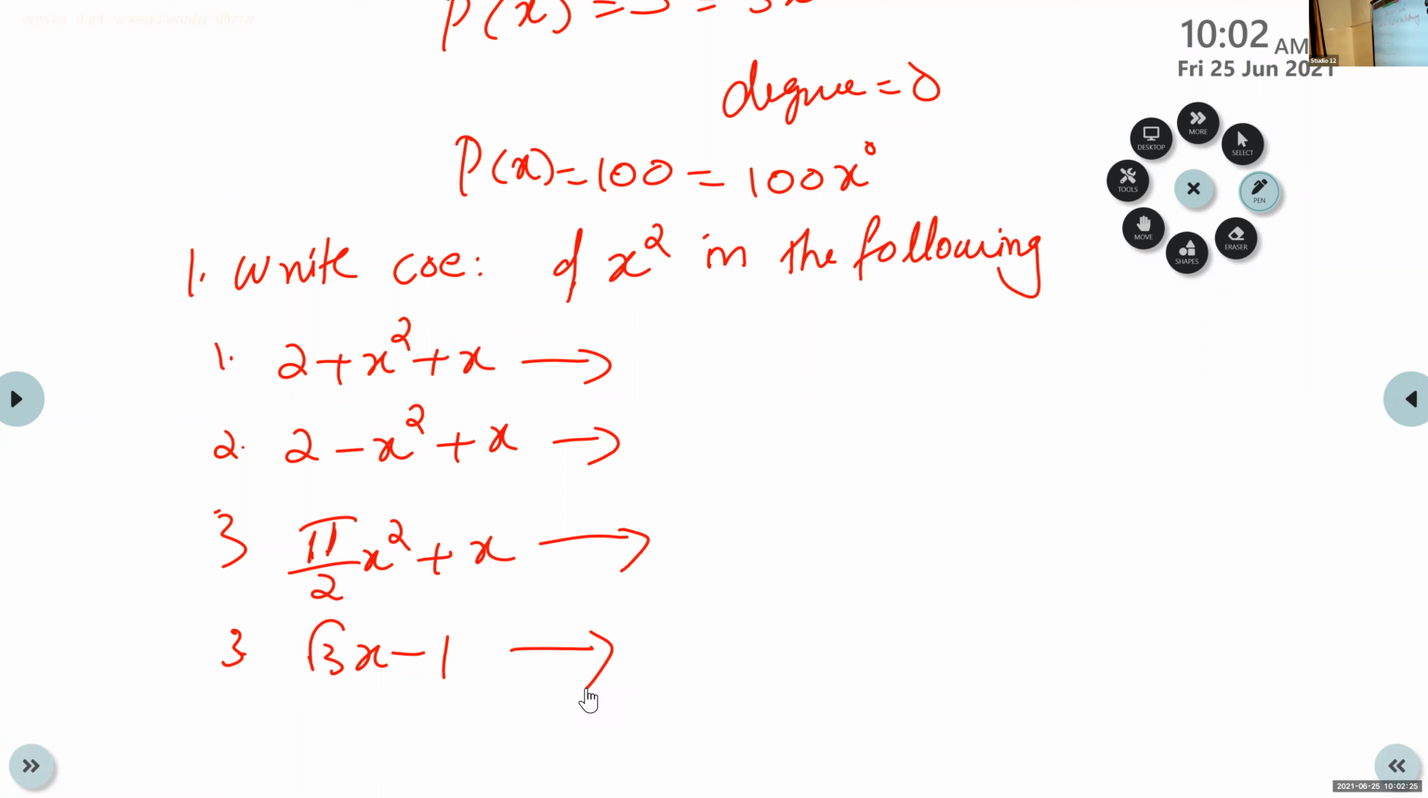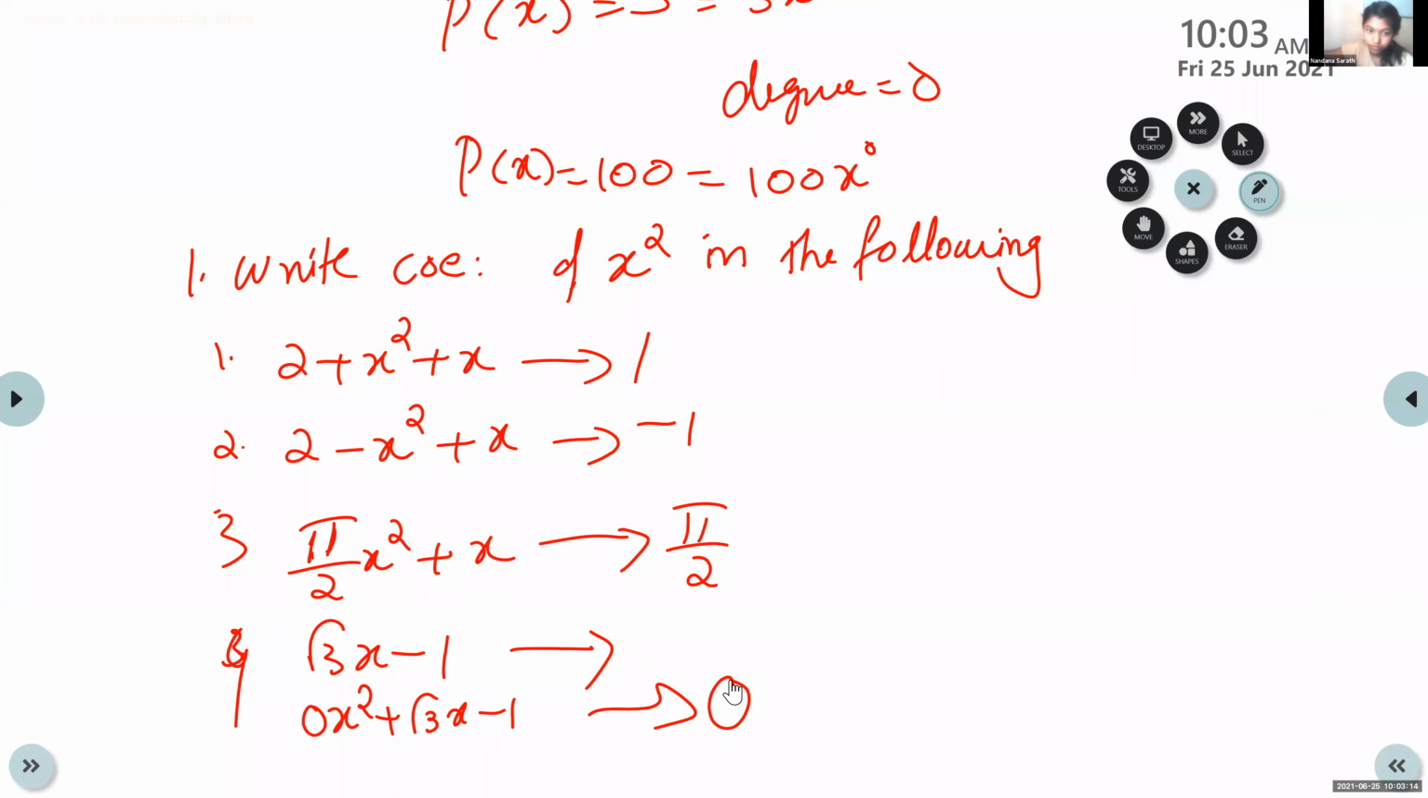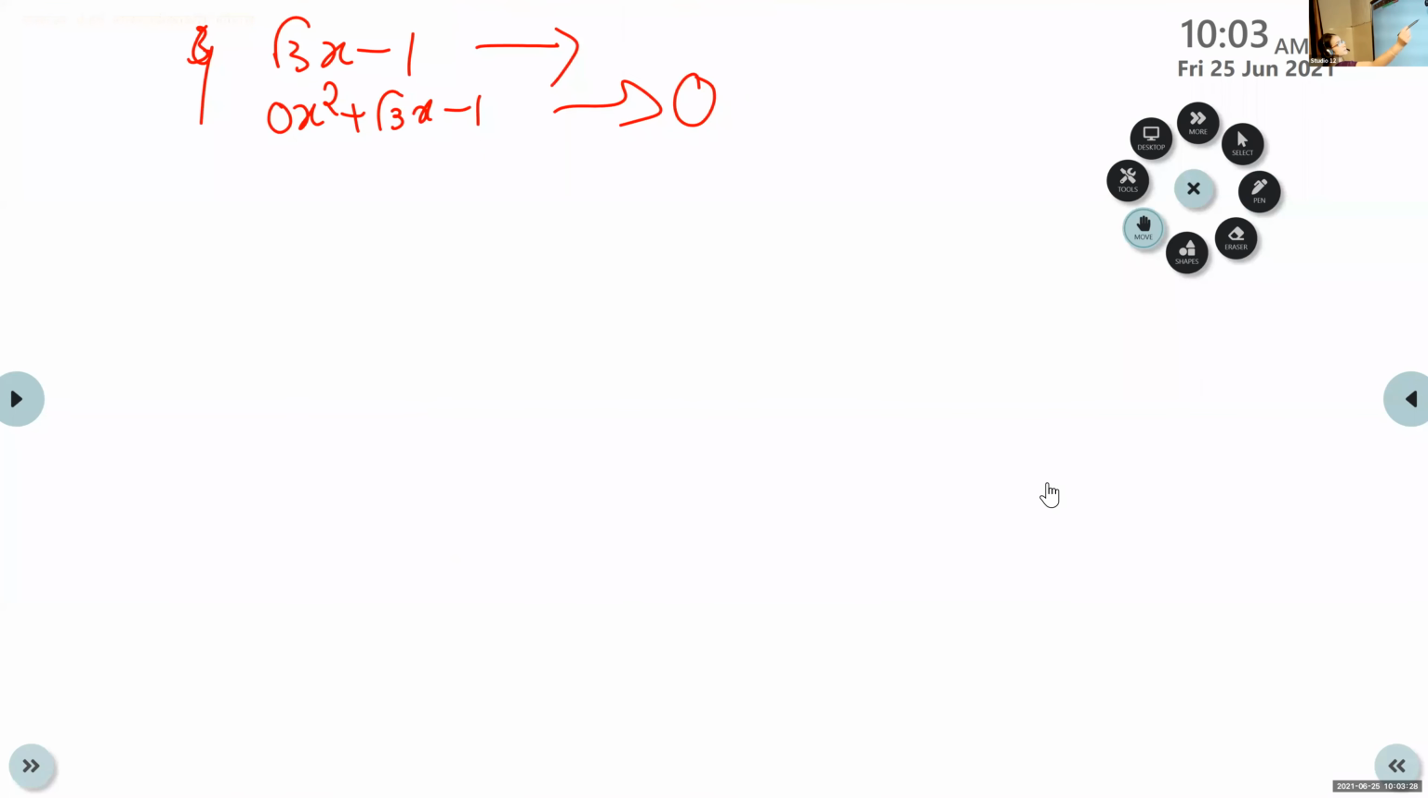First one, what is the coefficient of x square? 1. Second? Negative 1. Then the third one? Pi by 2. And the fourth one? Coefficient of x square is? There is no x square term, so how can we write it? We can write 0x square plus root 3x minus 1. So the coefficient is 0. Coefficient of x square here is 0 because there is no x square term. So we put 0x square.